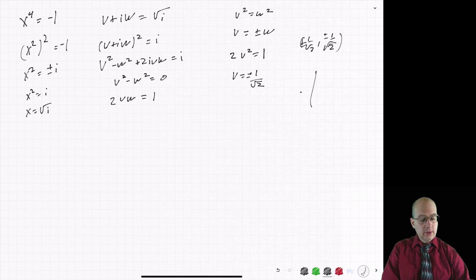Now, in the coordinate plane, that's these 4 points. And when you raise it to the 4th power, you get minus 1. There's 4 of them, and they all work.